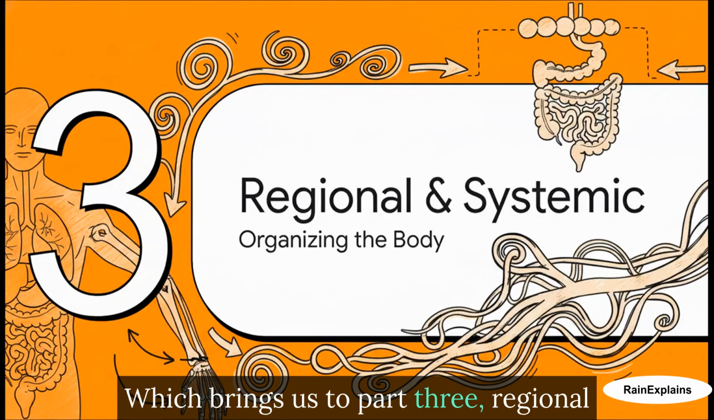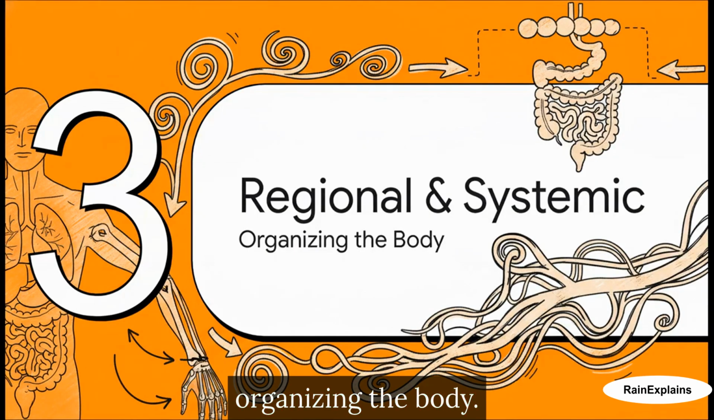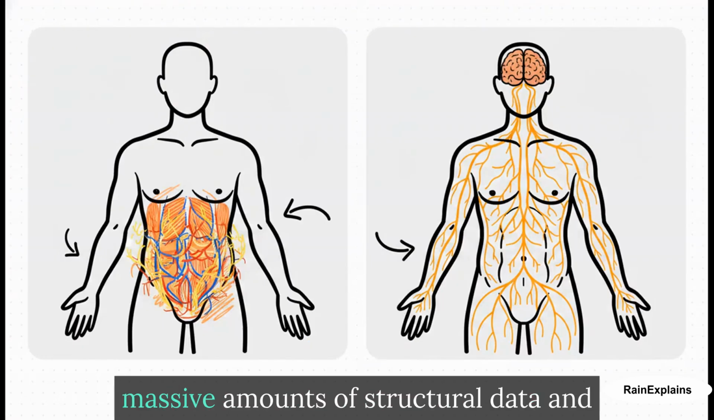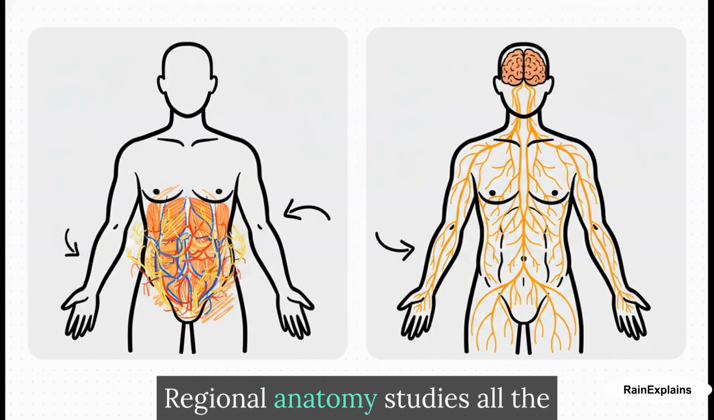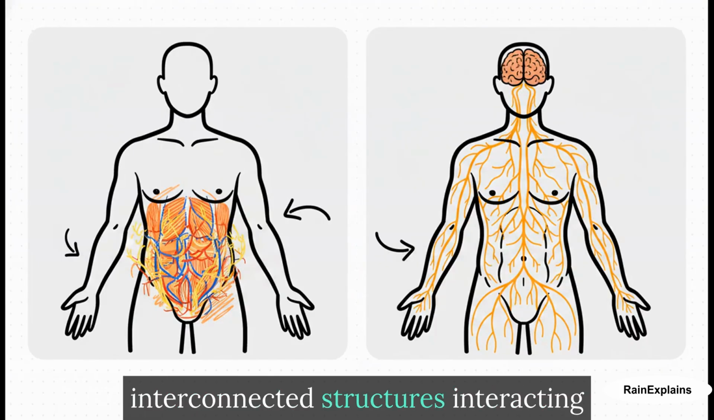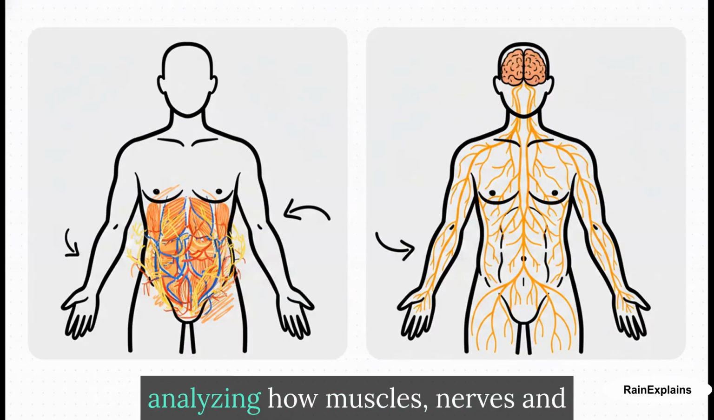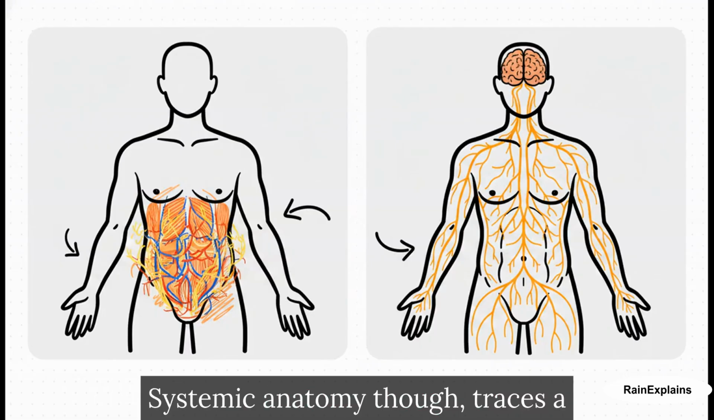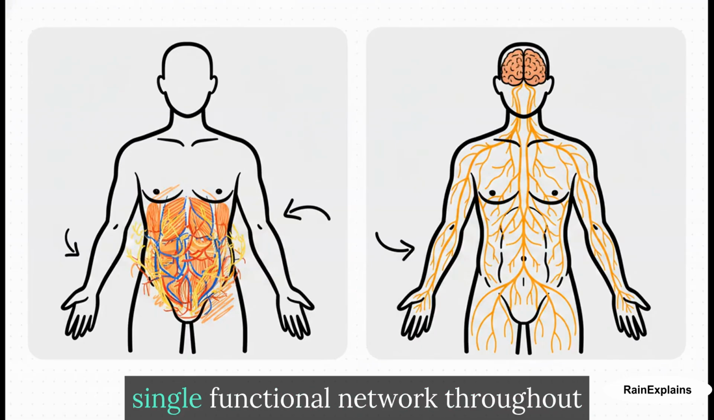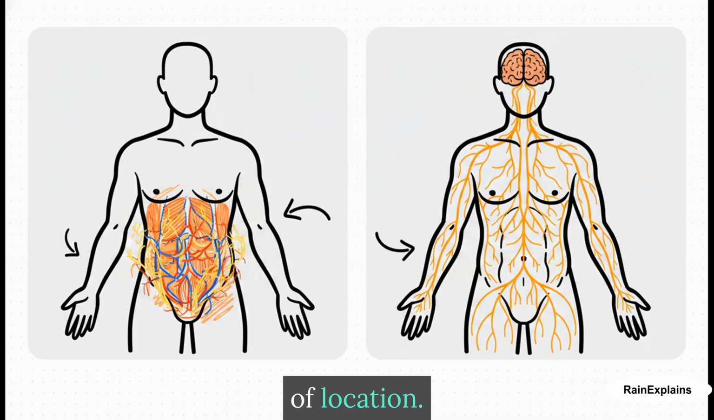Which brings us to part 3, regional and systemic approaches, organizing the body. You know, anatomists have to organize massive amounts of structural data, and they basically use two distinct methodologies to do it. Regional anatomy studies all the interconnected structures interacting in one specific area. Think of the abdomen, for example, analyzing how muscles, nerves, and blood vessels all pack together in that single space. Systemic anatomy, though, traces a single functional network throughout the entire body, completely regardless of location.